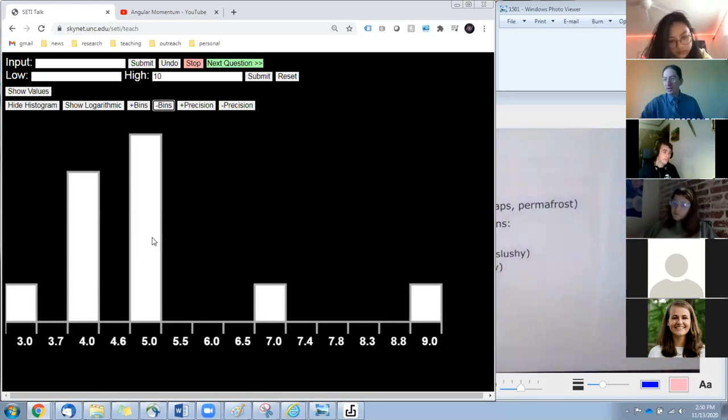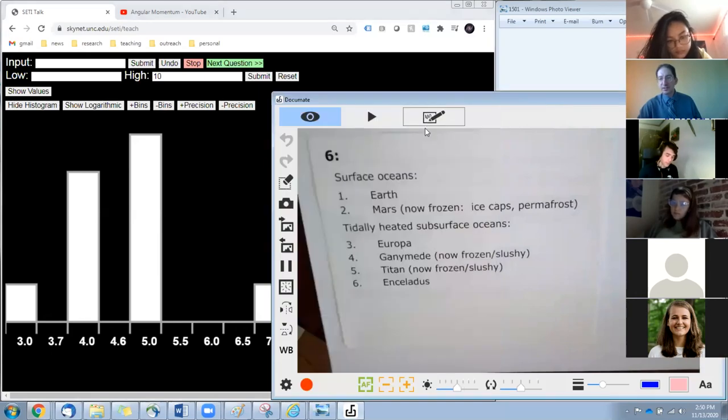So I broke it into two categories, surface oceans and tidally heated subsurface oceans. Surface oceans, of course, Earth qualifies. Maybe you weren't counting Earth, I don't know. And then Mars, at least in the past, pretty good evidence it had surface water. It's now frozen, has moved into the ice caps, and under the ground is permafrost, but at least in the past, it had an ocean, hence the possibility of life.